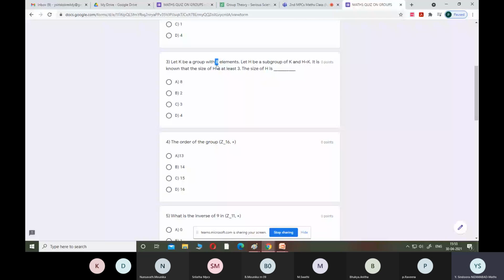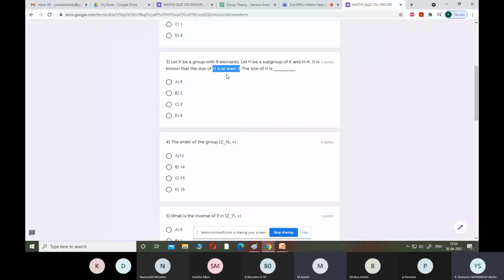What are divisors of 8? Answer me, what are divisors of 8? 1, 2, 4, 8. But it is said what? The number is at least 3. It should be greater than 3. In that, which is greater than 3? It is 4. Very good.